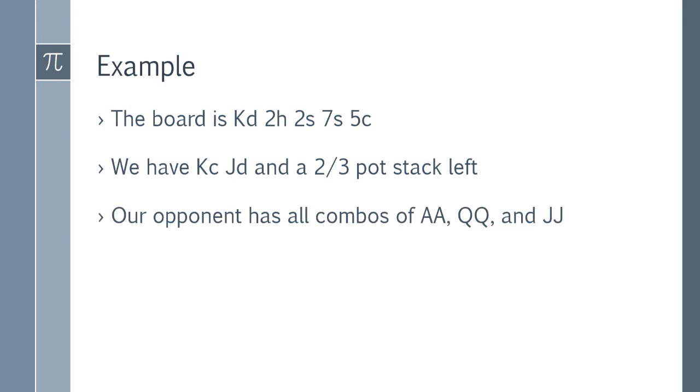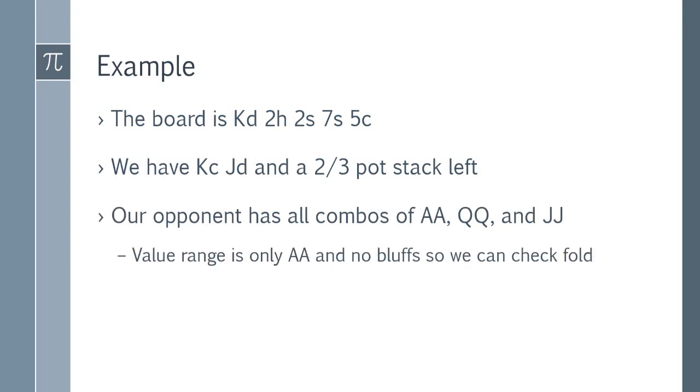And we know that our opponent has aces, queens, and jacks. We also know that we're up against kind of a nitty opponent regarding value. And so he's not going to try to value bet queens on this board, and value on himself or jacks. If we check to him, he's only going to value bet aces, and he never has any bluffs. So we know that we can check fold and have a really easy decision if he bets.